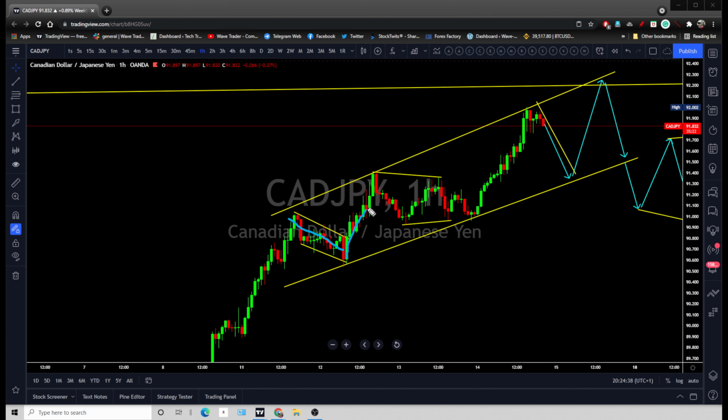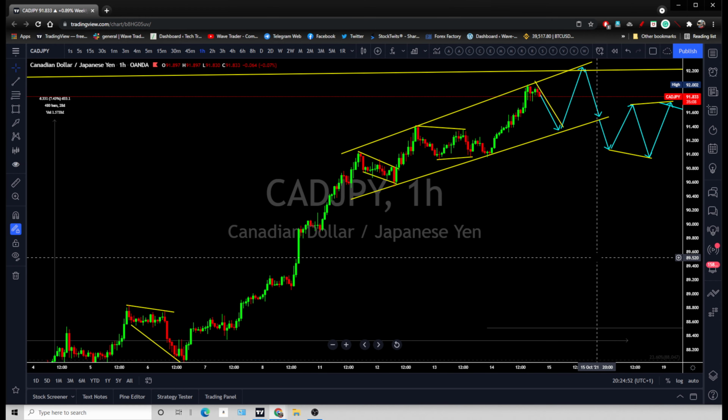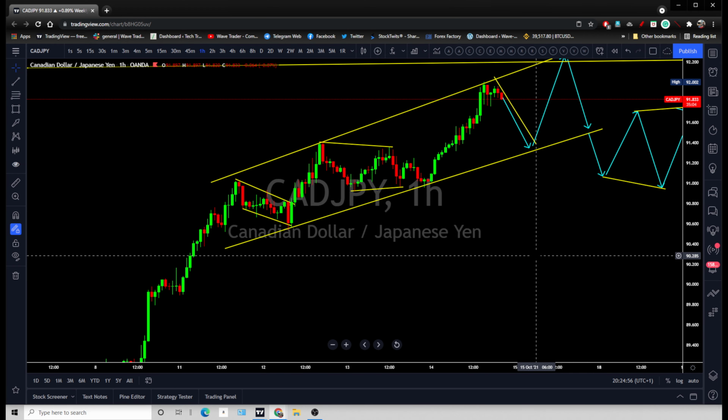We got the correction, we got the next leg. We had the flat, and we are having another leg higher, the leg which I was talking about in the previous video analysis. So hopefully you understand how price action appears over there, how you should follow that. All right, so what's next?